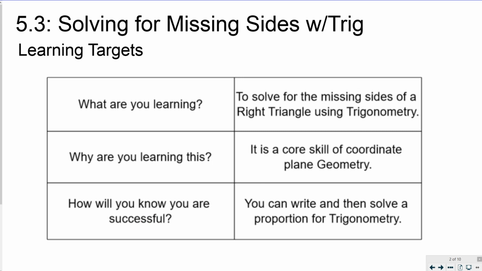In this video, we are going to be solving for missing sides of a right triangle using trigonometry. This is a core skill of coordinate plane geometry, and you're going to know you're successful when you can write and then solve a proportion for trigonometry. You should be following along on page 4 of your packets.